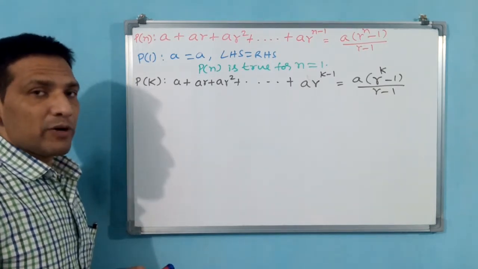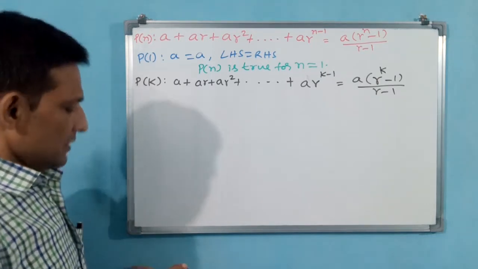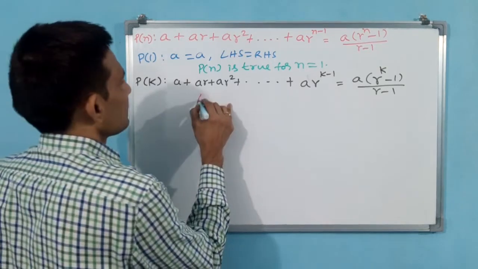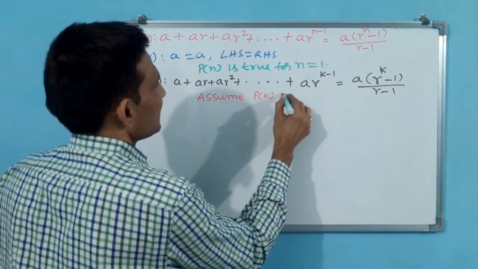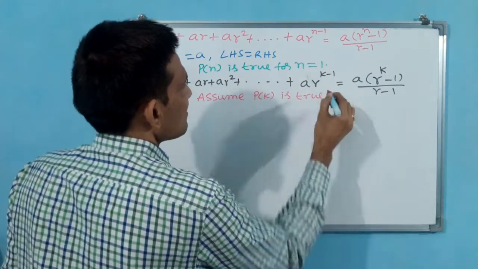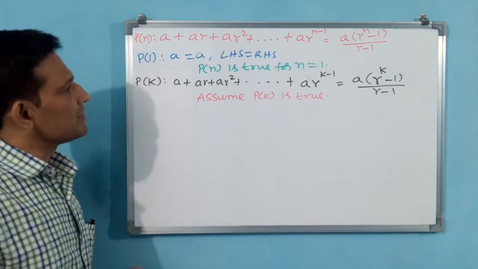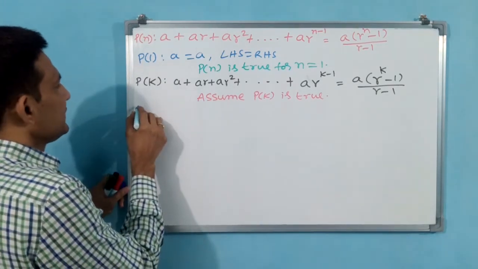But another important step we have to write. What is that? Assume Pk is true. Yes, definitely you have to write this. Okay, write down: assume Pk is true. Okay, this you have to write. Afterwards, Pk plus 1 also you have to proceed. Let us proceed for Pk plus 1.